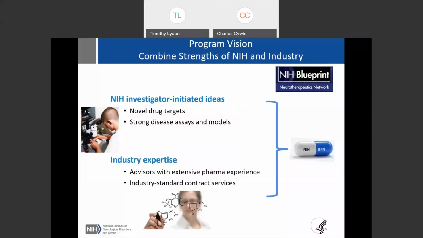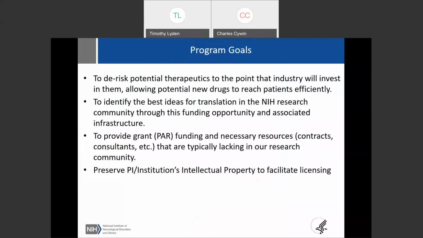The program's vision is to really combine investigator-initiated ideas for novel drugs and strong disease biology assay models together with industry expertise, advisors from pharma experience and contracts that we have available through our network to put together a drug discovery team with you to move your projects forward. We are focused on small molecule space, and so we aim to de-risk the therapeutics to a point that industry will invest in them, allowing hopefully new drugs to reach our patients efficiently.